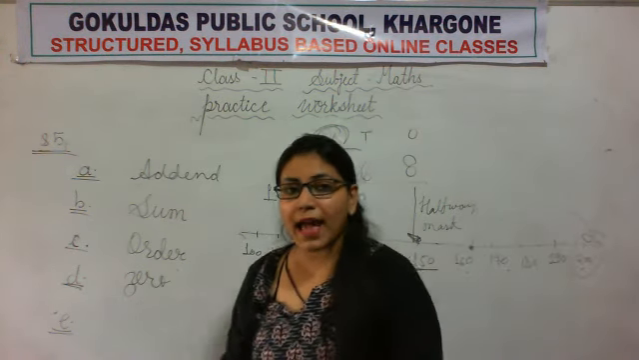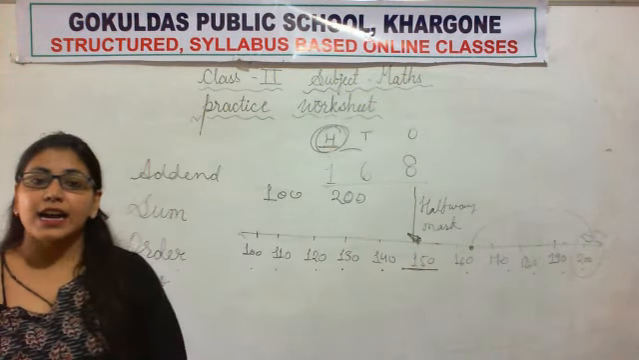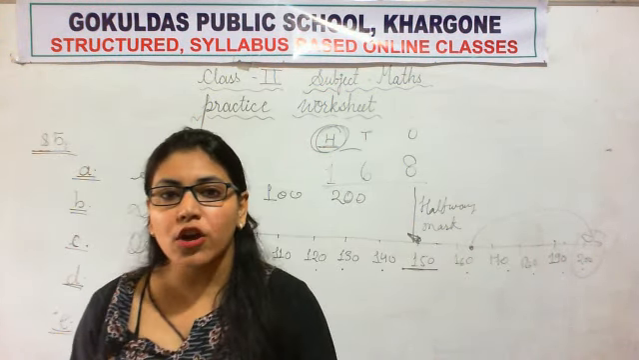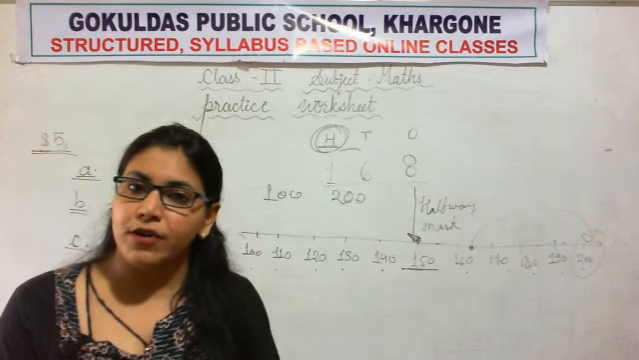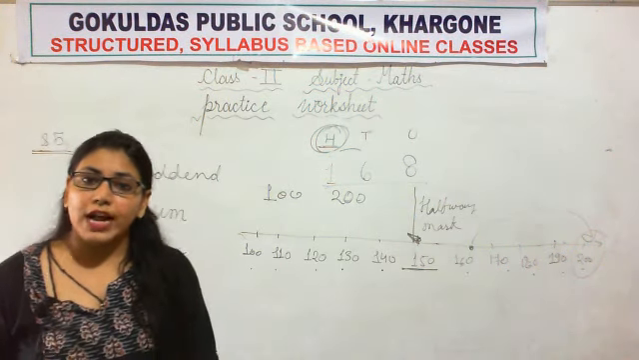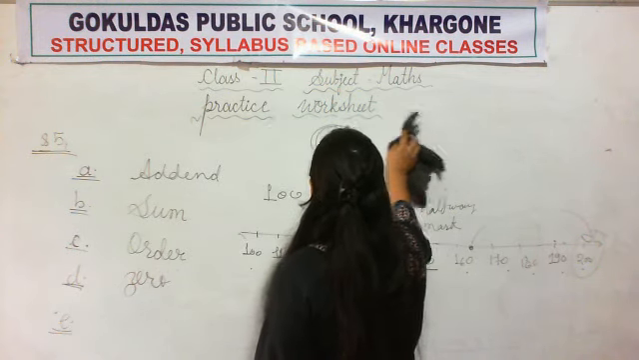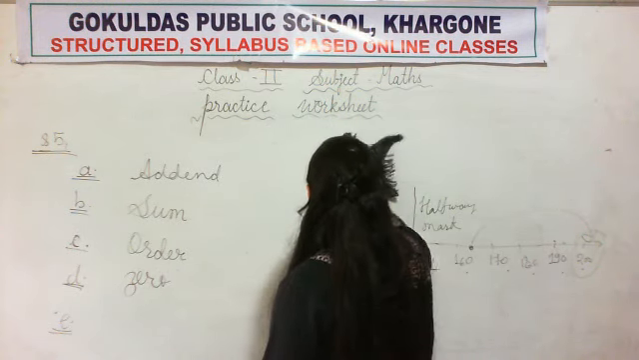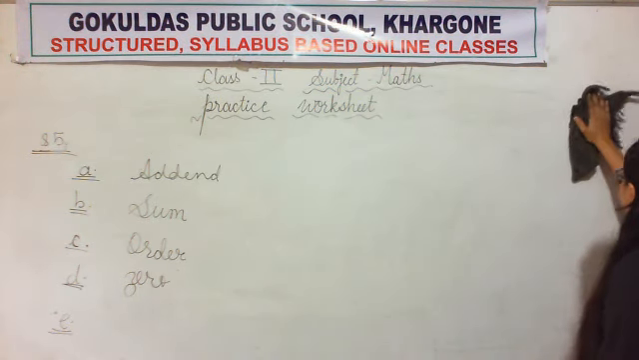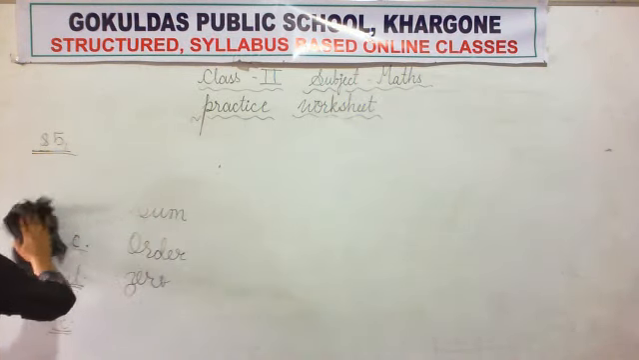So by both methods, by seeing the place value or by the halfway method, we got the answer 200. You can do it by either method. If you are comfortable with the halfway method, you can do it like this, or if you are comfortable with the place value method, you can use that method. I hope you understood. If we are asked to round off to the nearest 100, we will see hundreds only, like 100, 200, 300, 400. Understood?